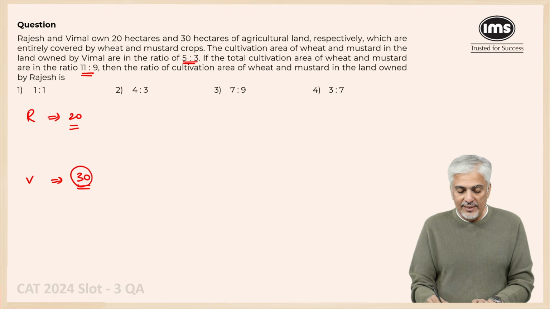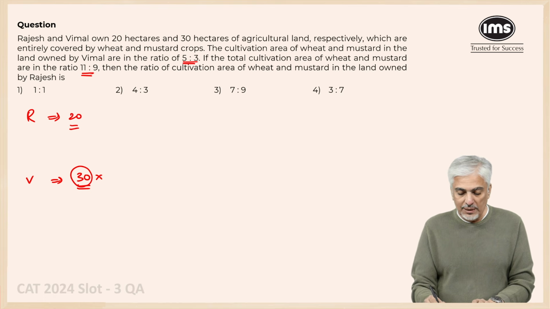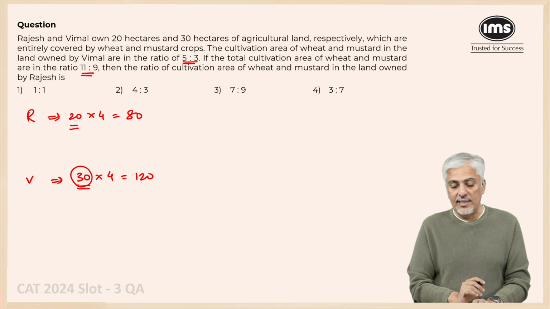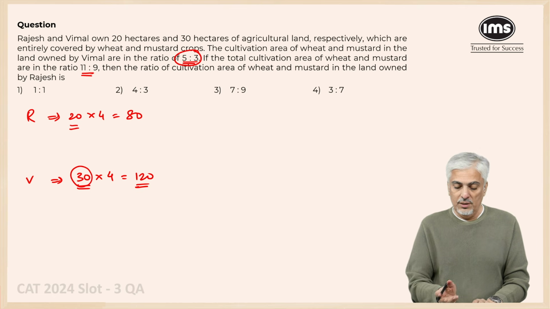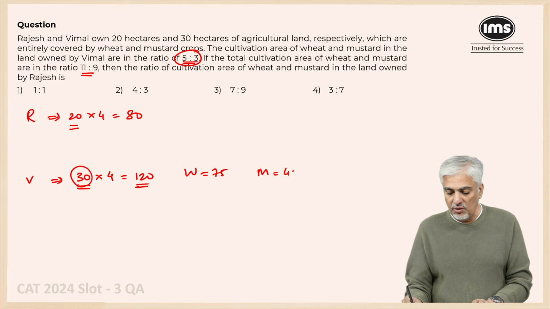I wanted to make this a multiple of 8. So I can take it to 120, multiply by 4, I can take this to 120. So I'll have to multiply this also by 4 and make it 80. And I realized because of this, my calculations will become very, very easy. Now, what will happen? First, they've told for Vimal, 5:3. So divide this in the ratio 5:3. That will be 75 and 45. So therefore, wheat is 75 and mustard is 45.